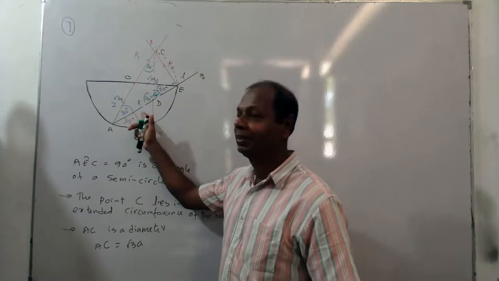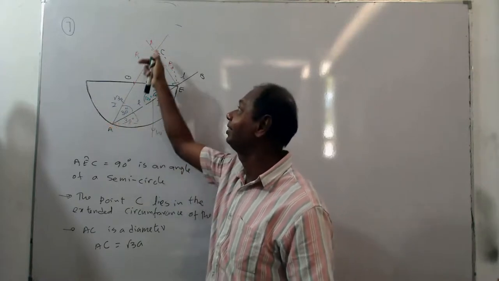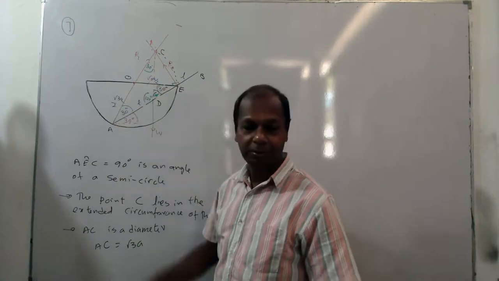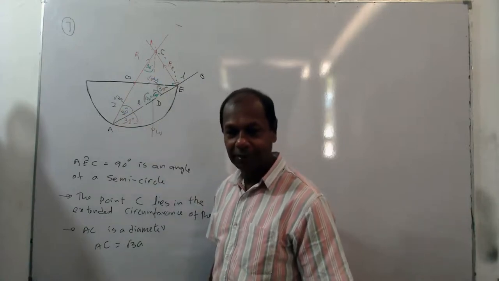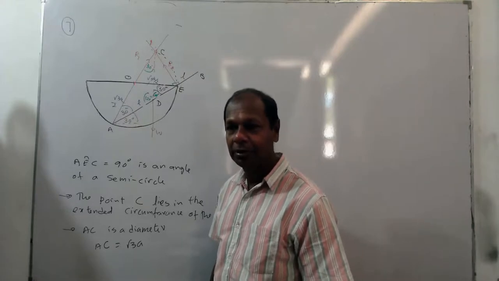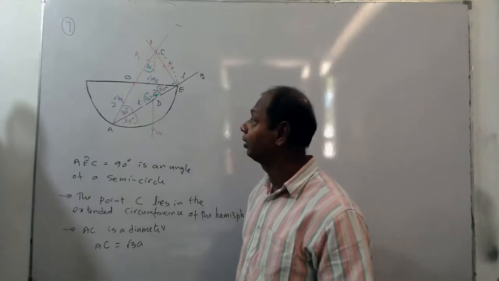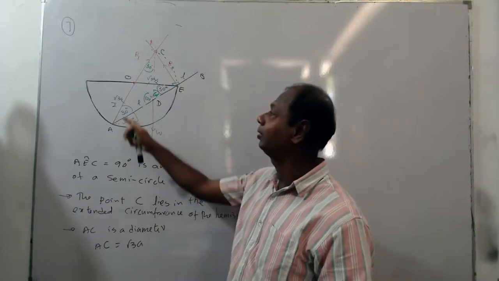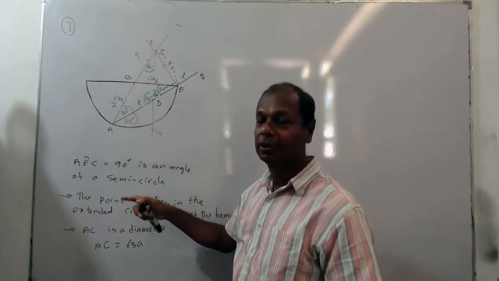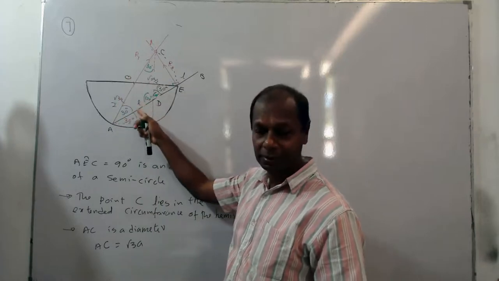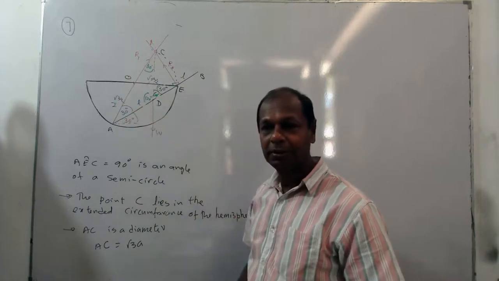We want to find L. I have already marked these things. We know the AC length, it's root 3 A, and these angles. What geometry can we apply? This time it's easy to apply. Just apply it to find it.